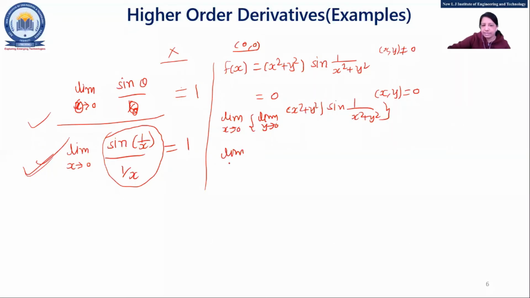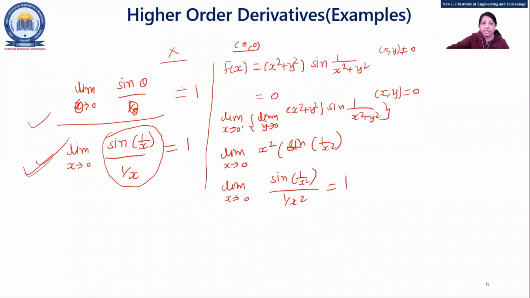Limit x tends to 0, with y equal to 0, so it will become x square. Fine. And sine 1 upon x square. So this can be rewritten as... you need to remember, whenever this type of thing is there, sine 1 upon x square upon 1 upon x square, obviously it will become 1. Now if you interchange these two, then you also get the answer 1.